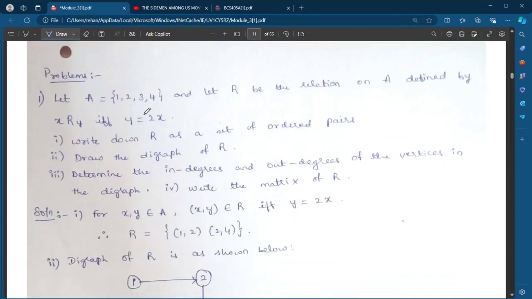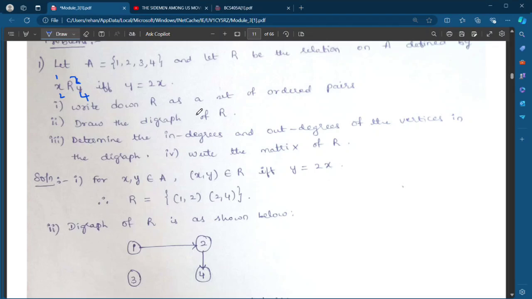Let A equal 1, 2, 3, 4, and let R be a relation on A defined by x relates y if and only if y equals 2x. If I take 1, then y should be 2 times 1, that is 2. If I take x as 2, then y is 2 into 2, that is 4. If I take 3, it should be 6, so I cannot take that. Write down R as a set of ordered pairs, draw the digraph of R, and determine the in-degree and out-degree of the vertices in the graph.